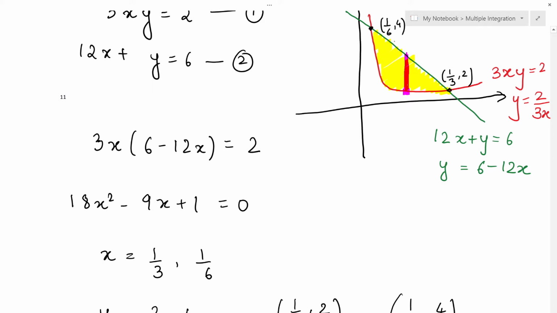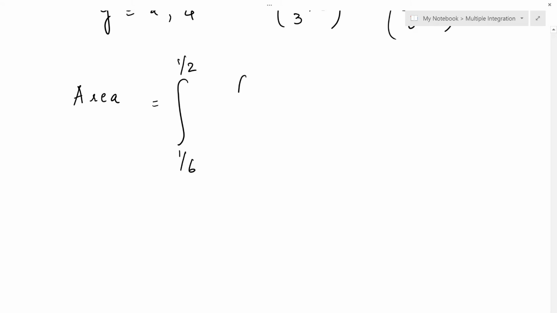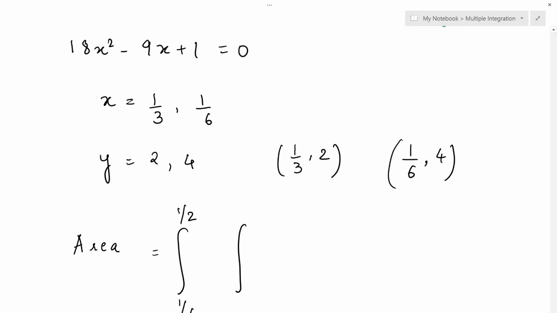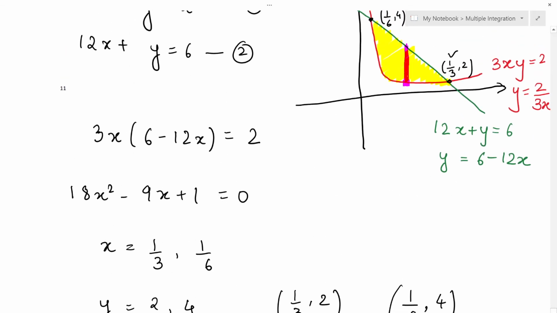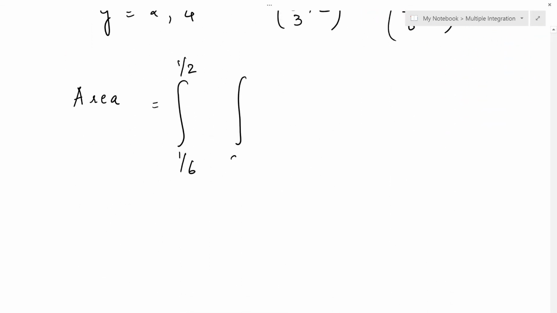Now the strip will travel from left to right. So the lower limit will be 1 by 6 and the upper limit will be 1 by 3. So let's find the area. The area will be the integral from 1 by 6 to 1 by 3. And for the lower limit, here it is touching what? The parabola, which is 2 by 3x. And here it is 6 minus 12x, the line.